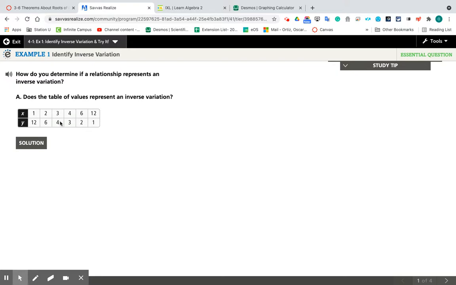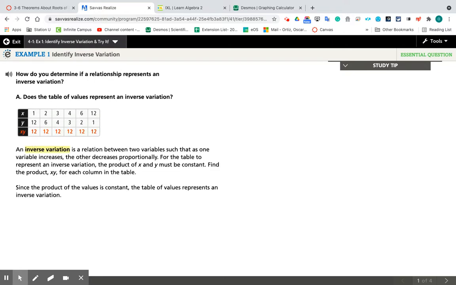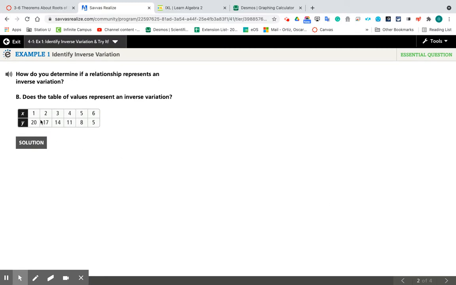And in this case, we can see this very easily by multiplying the two values: 1 times 12, 2 times 6, 3 times 4, 4 times 3, 6 times 2, and 12 times 1. And we always get the same answer, that is 12. So that's an easy way to check when a table represents an inverse variation. In this case, the product, or multiplication, is, like I said, 12, and we can say that this is representing an inverse variation.